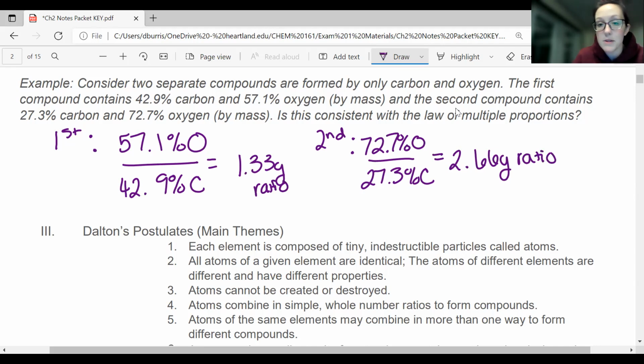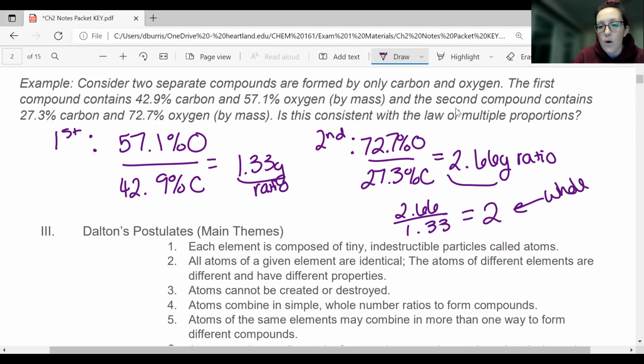Now you might already be able to tell 2.66 and 1.33 are going to give us a whole number ratio, but to actually check, you compare the ratios, 2.66 over 1.33, and you get 2, which is a whole number. Okay, so any combination of carbon and oxygen should be able to give you a whole number ratio, and if not, then it doesn't follow the law of multiple proportions. So it will. Otherwise, you probably did the math wrong. So it follows the law of multiple proportions anytime you have different combinations of the same elements.